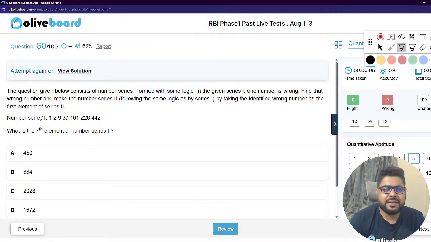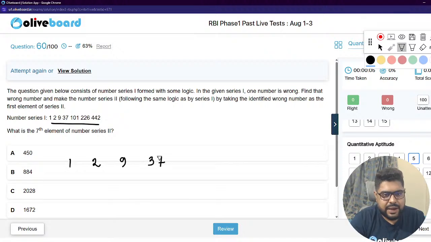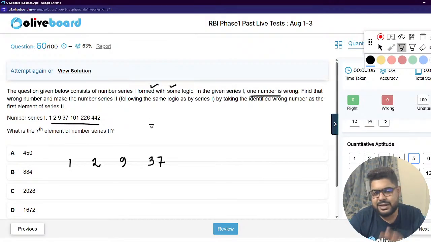Sir, let's move ahead. Again number series. It's better, as I do every time, so let me write down the number series. Some logic is given in the series. One number is wrong. Find the wrong number and make the number series 2. So one number is wrong here. I have to identify the wrong number, and using that wrong number, I have to make the new series. At least let me identify the wrong number for you and give you the logic.